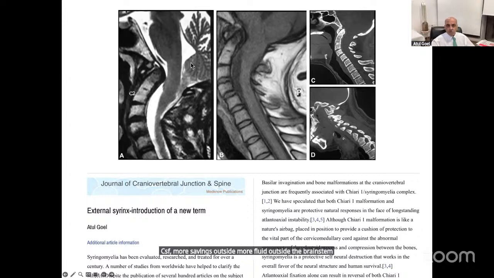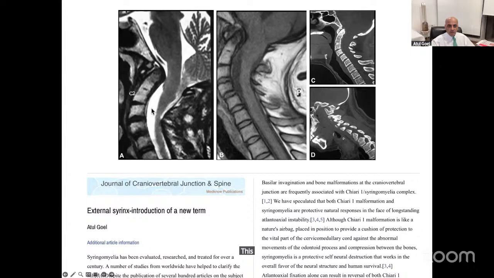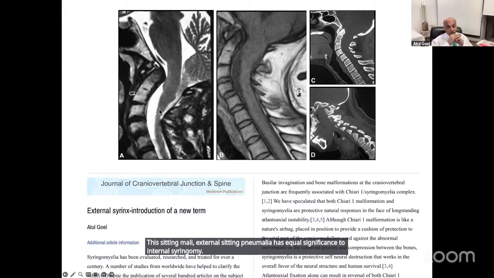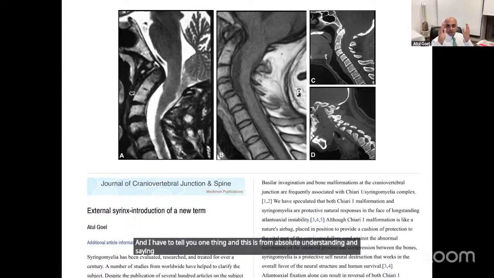You see there is no tight posterior fossa. There is no folia over the tonsil. This syringomyelia, external syringomyelia, has equal significance to internal syringomyelia. And I have to tell you one thing, and this is from my absolute understanding, I am saying that this understanding of external syringomyelia has the potential to completely revolutionize the subject of craniovertebral junctions.